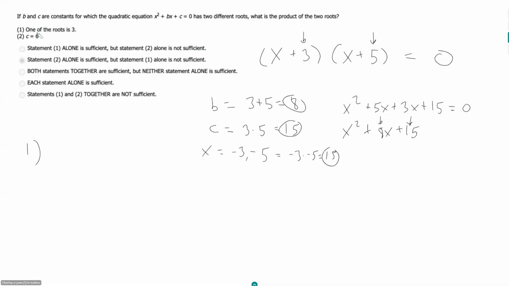So it says one of the roots is 3. So what does that mean? If one of our roots is 3, then one half of our factored form of our quadratic should look like this, right? x minus 3. But then we can have x minus 3 times x plus 2. And then we could also have x minus 3 times, let's say, x plus 3.